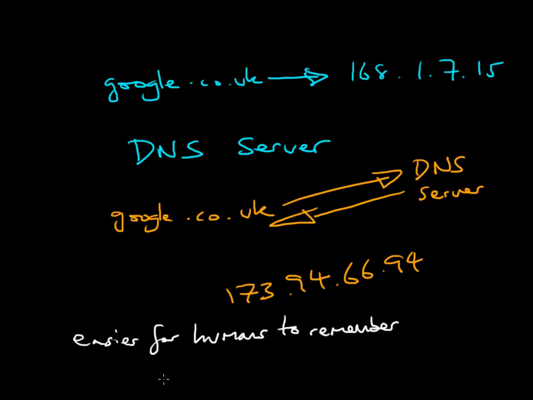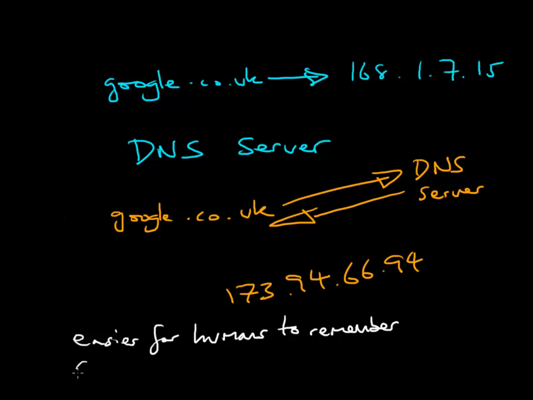And there's another massive bonus to using it. Let's say that Google is located on 173.94.66.94, but let's say they now want to move their servers from America to the UK. What that would mean, because IP addresses are assigned to different companies and different regions, is they would have to change all of their IP addresses. All their phone numbers would change. But this isn't what actually happens, because even though they have to change their IP addresses, it's not a problem, because they just have to change on the DNS servers where that domain name points to.